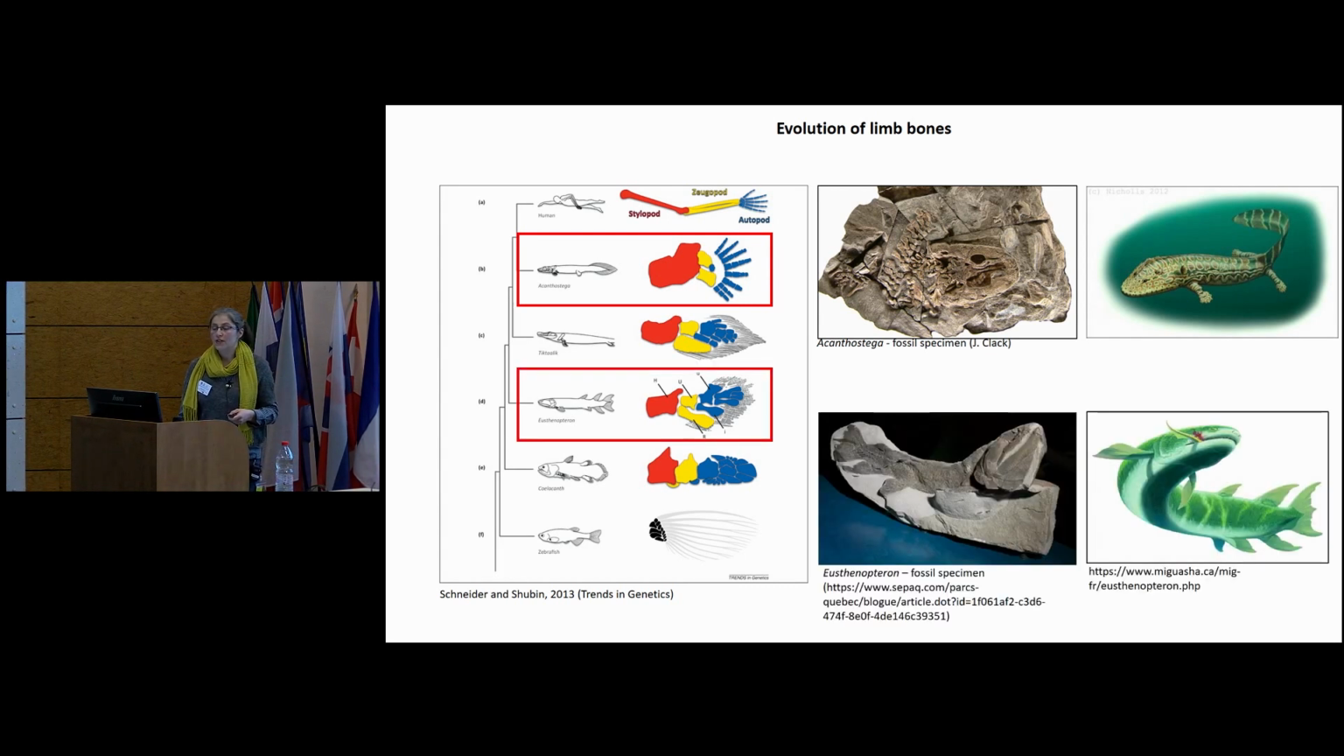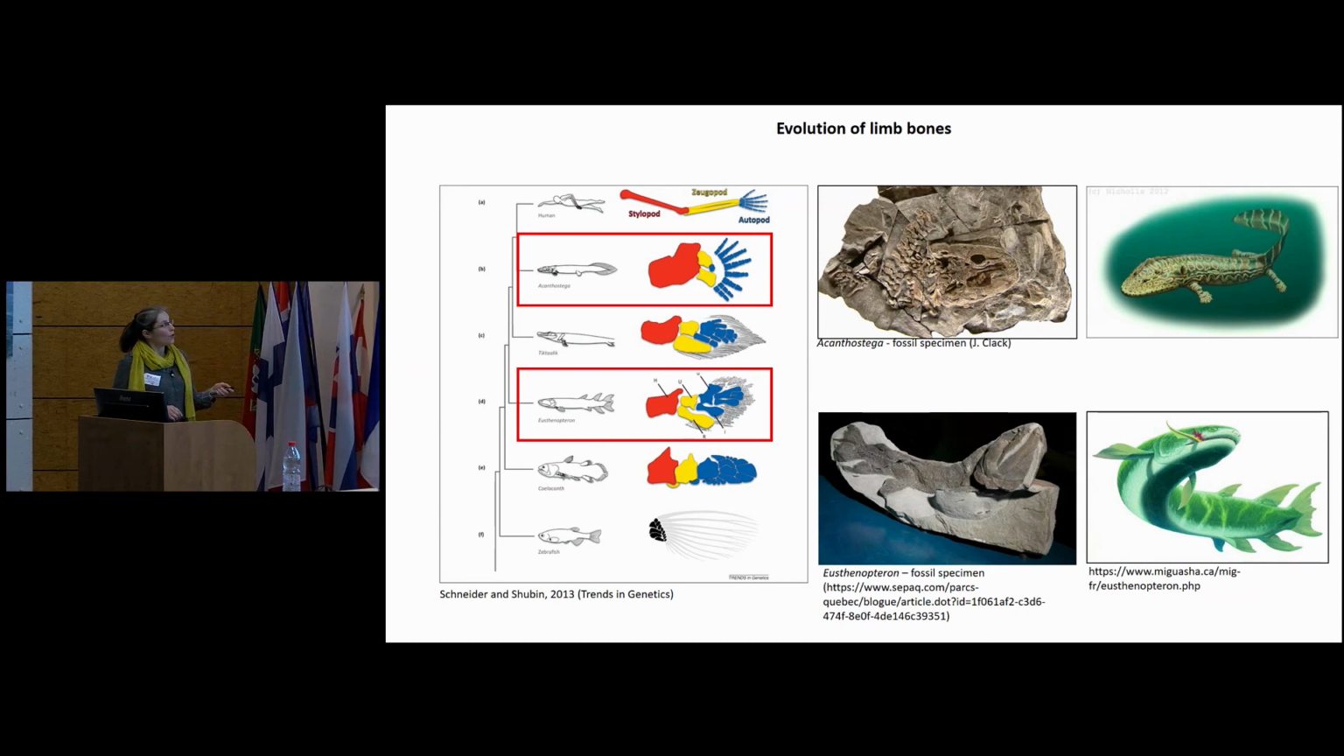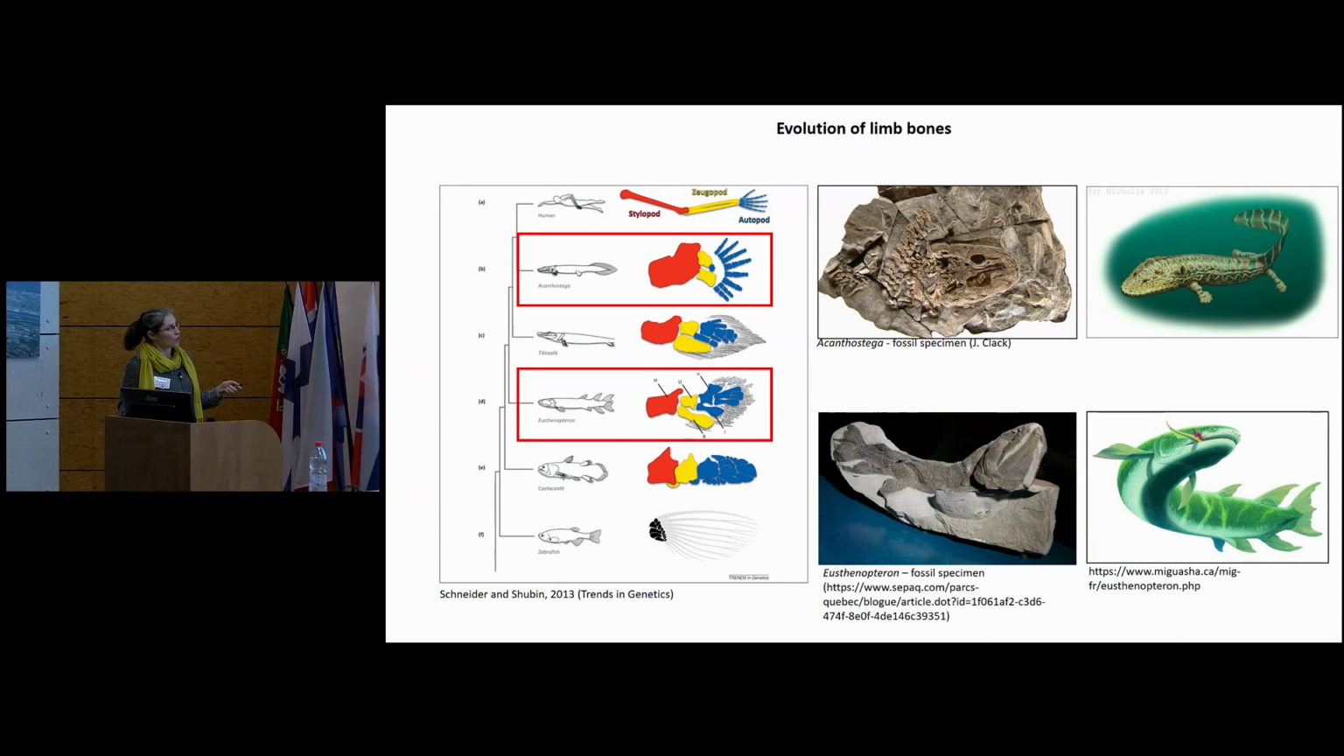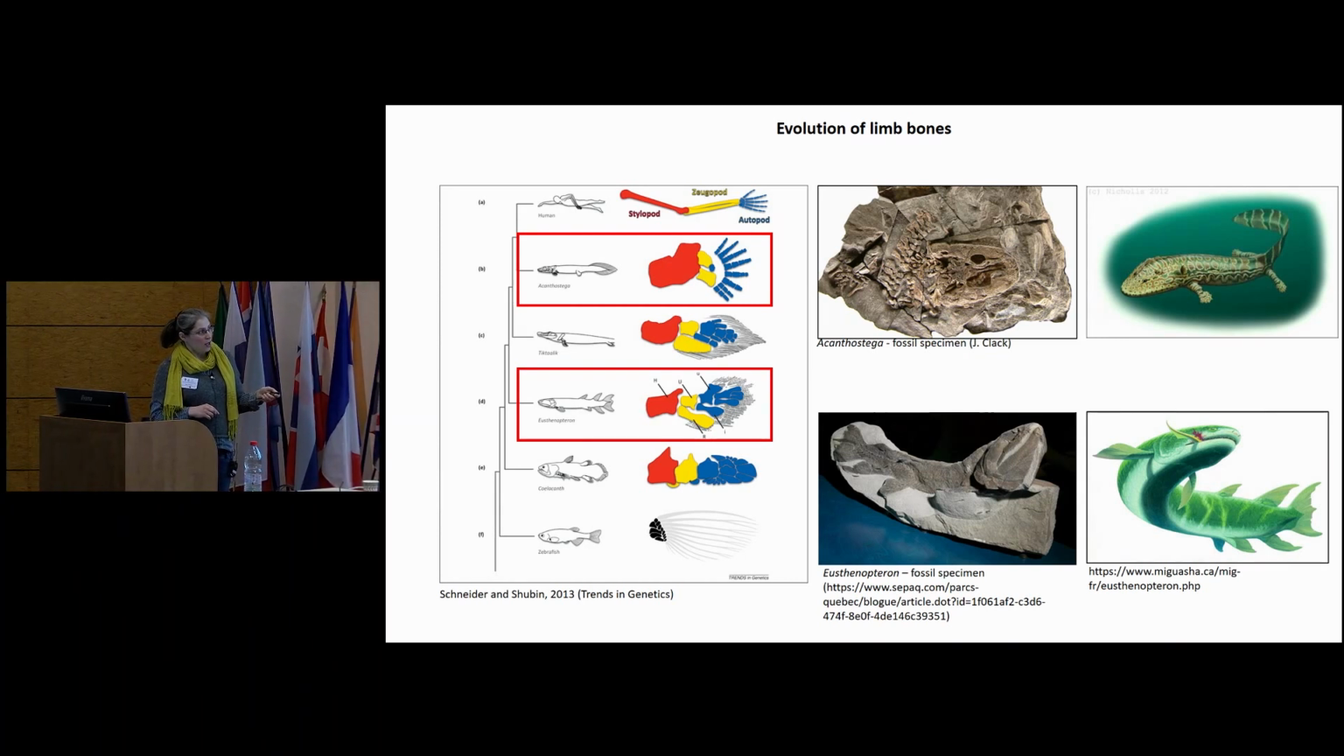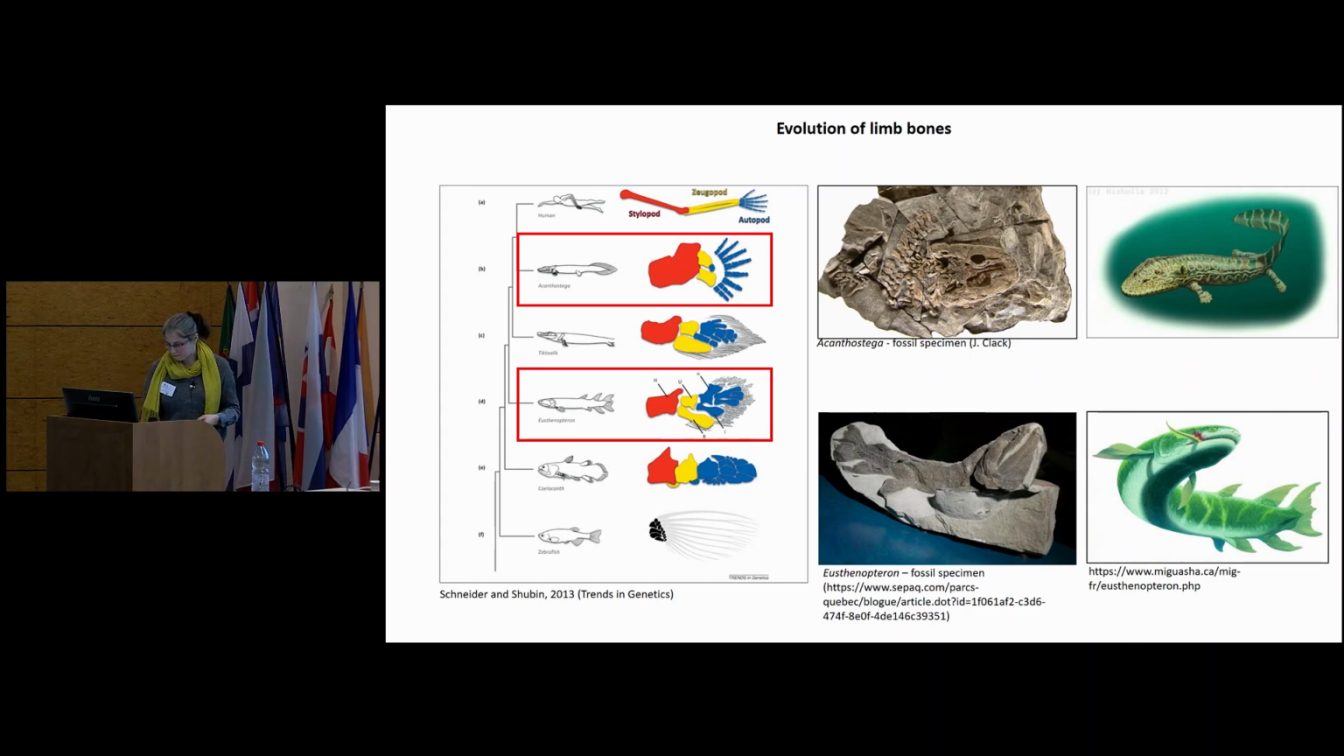And for comparison, as I told you, we will take a lobefin fish, like Eusthenopteron, which is here, and this is the fin of this lobefin fish. You have the fossil here with the head, the jaw, and the snout, and you have all the body with all the scales and the fins up to the caudal fin. And here, this is a drawing of the animal.